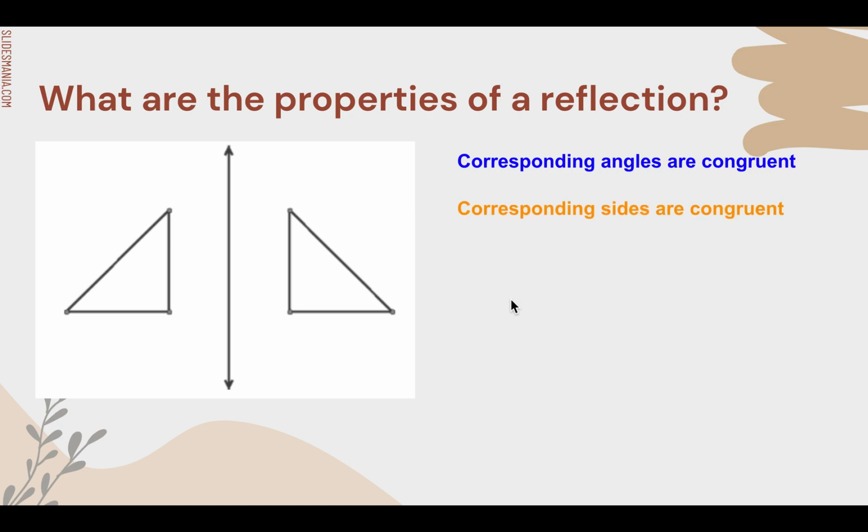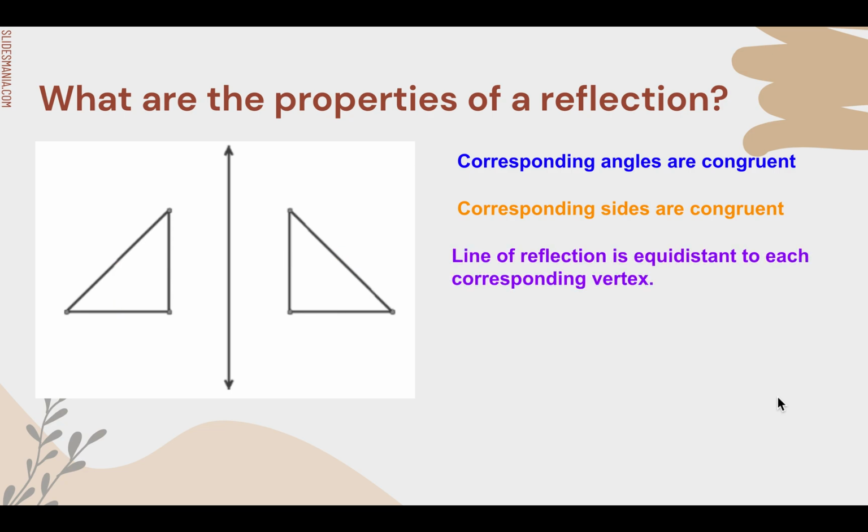The next property is that the corresponding sides of these two shapes are also congruent to one another. So again, corresponding means the ones that go together. So the inside, almost vertical looking side, the horizontal side, and the slanted side are all going to be congruent to one another. So horizontal side first down at the bottom, vertical side as well, and then that slanted side, each has a congruent pair, one on each triangle.